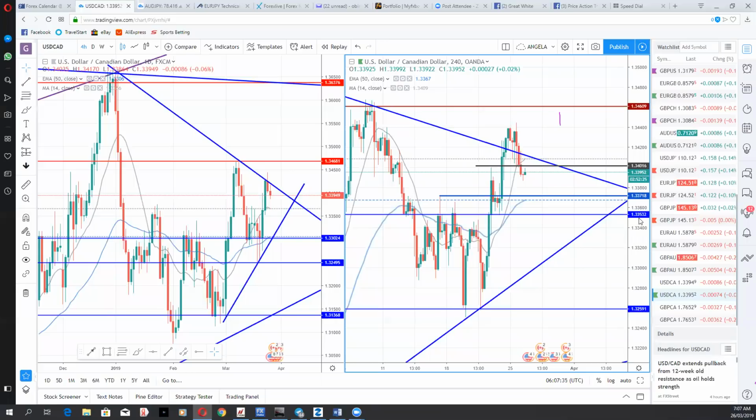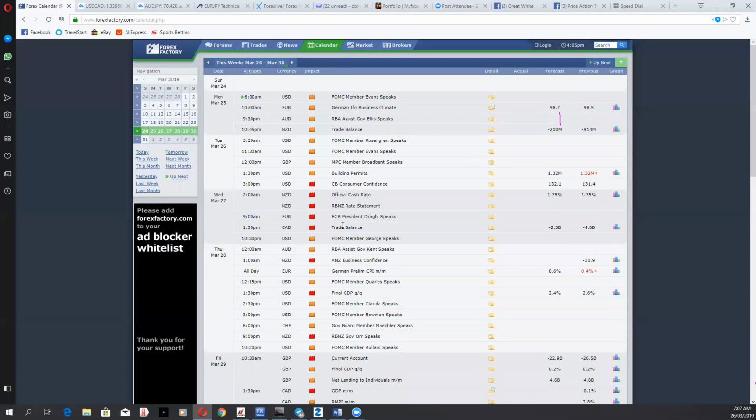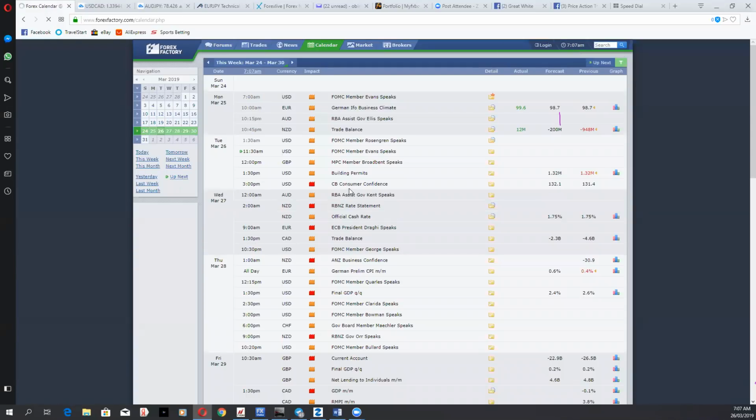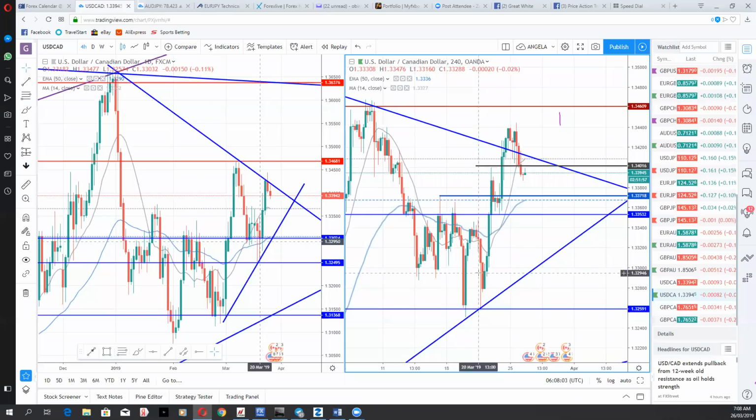That reminds me, I didn't check my daily calendar for today. Oh, that's very, very wrong of me. So today, we don't have any major news until 3 p.m., which is US consumer confidence. That comes in at 3 p.m. So let me get back to my chart.